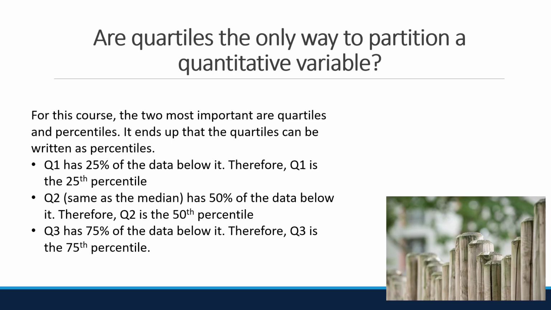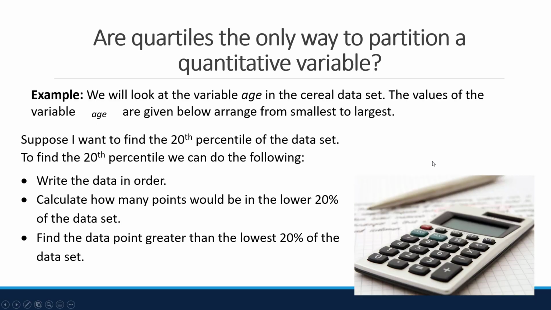It ends up that the quartiles can be rewritten as percentiles. Q1 has 25% of the data below it, therefore Q1 is the 25th percentile. Q2, the same as the median, has 50% of the data below it, and therefore Q2 is the 50th percentile. Q3 has 75% of the data below it, therefore Q3 is the 75th percentile.